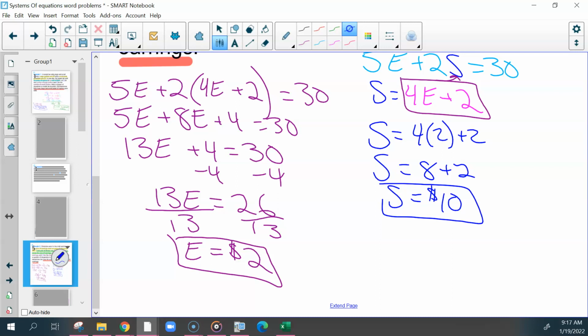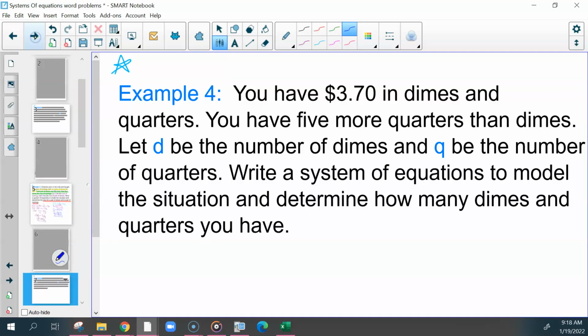Any questions on how we set this one up, solve this one, or got this answer? Move on to example 4. And then I'm going to let you guys go back and do example 2, and then we'll start on the main. Right, read this one.